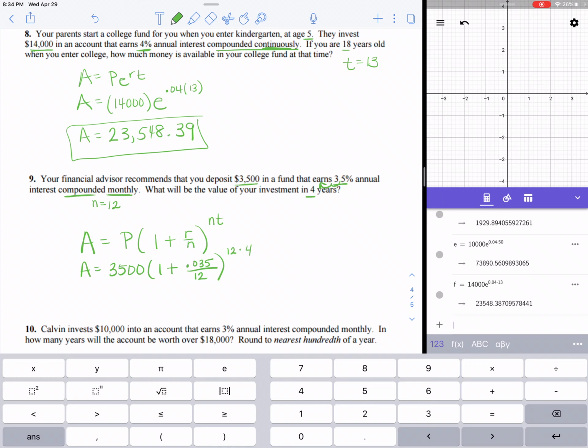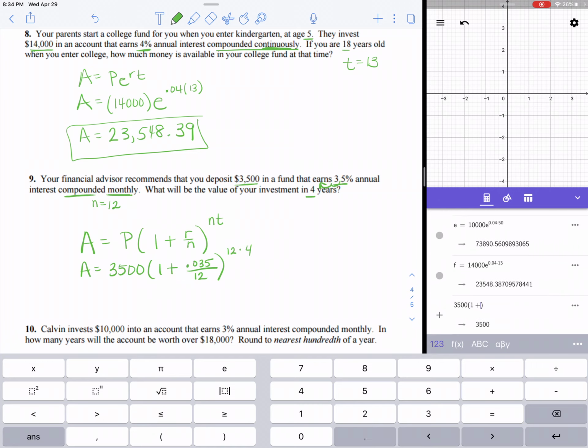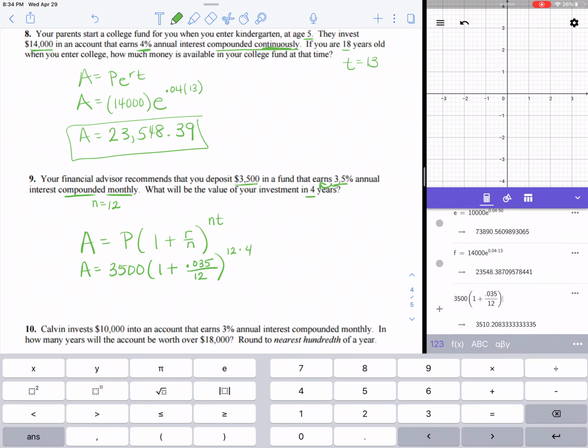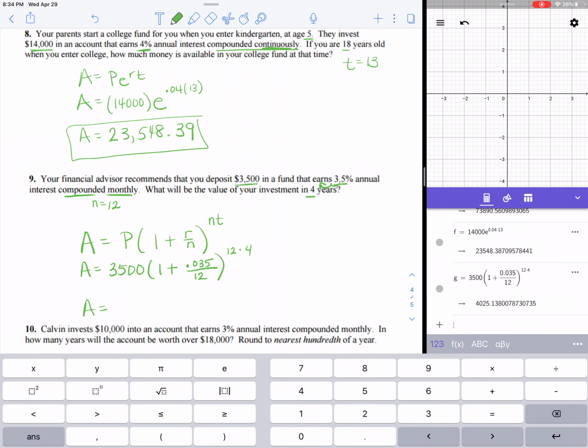To the 12 times 4 years power. So I'm going to put 3,500 times 1 plus 0.035 divided by 12 to the 12 times 4 power. And here's your final answer. Always make sure you plugged it in correctly. You didn't type something wrong. And did it say to round to anything? No, so we'll just make it 14 cents because it's 0.138. And that's it. That's how much money you would earn in 4 years. That's the value of the investment at the end.